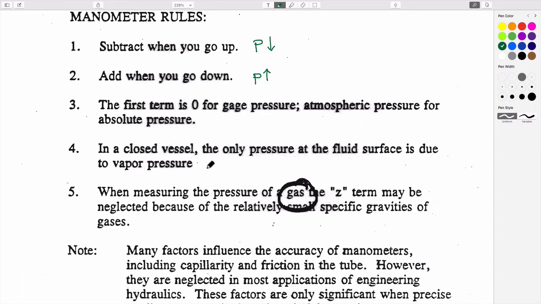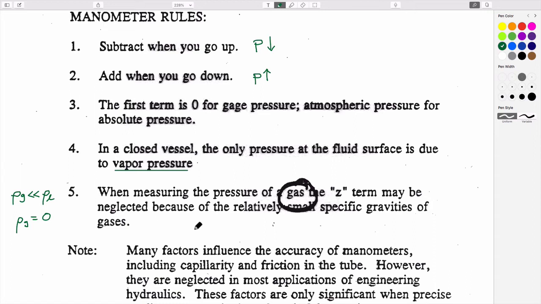If a vessel is closed, like the barometer, the manometer turned upside down, the pressure in the airspace or the vapor space will be the vapor pressure of whatever that fluid is. And because the density of a gas is much less than the density of a liquid, we usually take the density of a gas as equal to 0, in which case we can move through gases without making any correction for the elevation change.